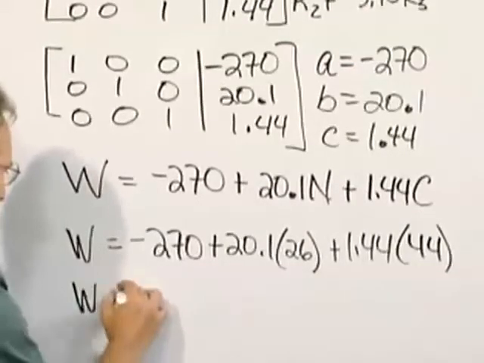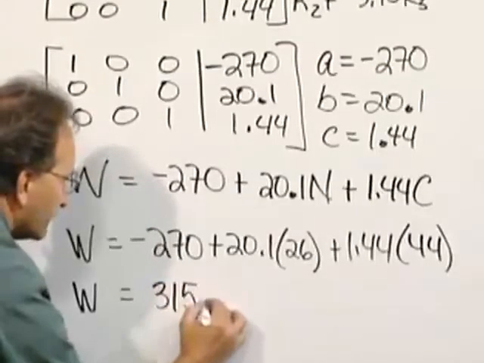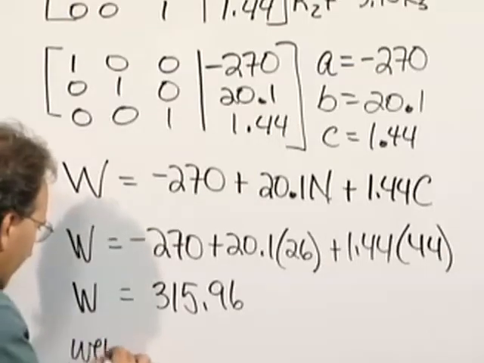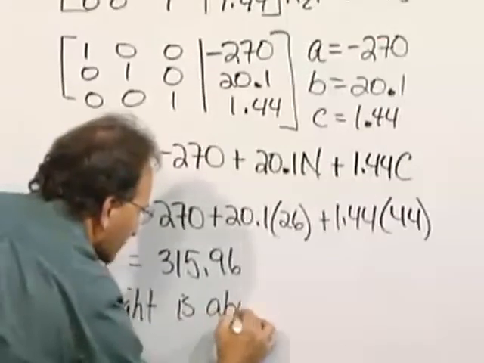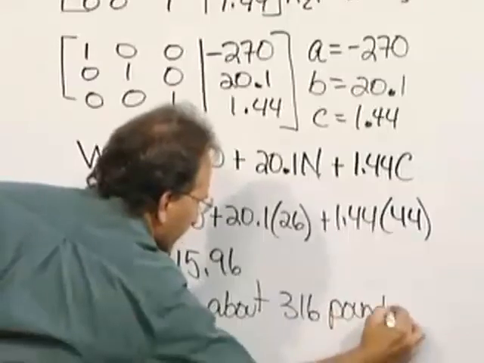If we substitute those numbers into a calculator, we'll find it's 315.96. And if we just round that off, we could say the weight of the bear is about 316 pounds.